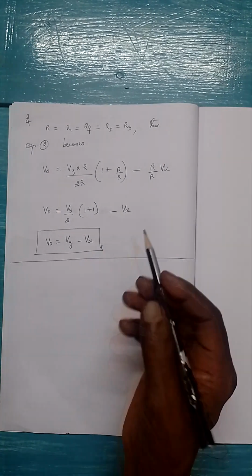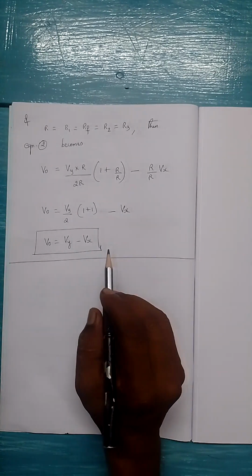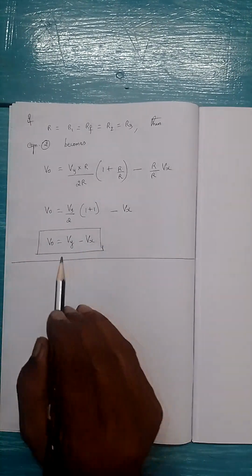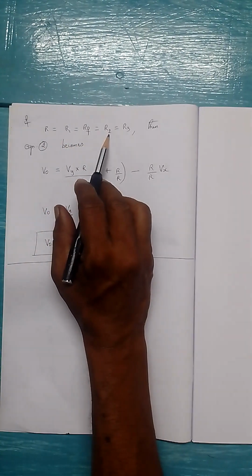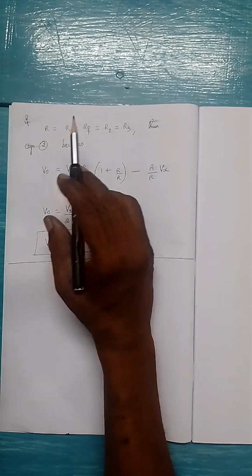Therefore, the given circuit acts as a differential amplifier. This final result happens only because R1 is equal to Rf is equal to R2 is equal to R3 and all have the same values. I am calling it as R.